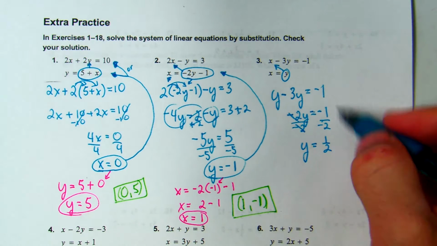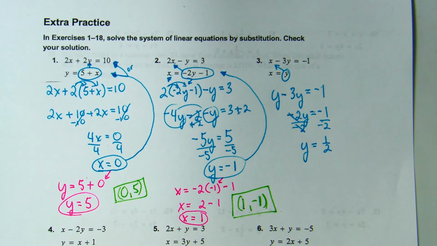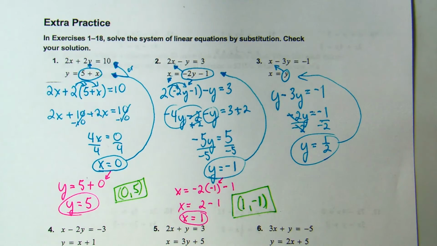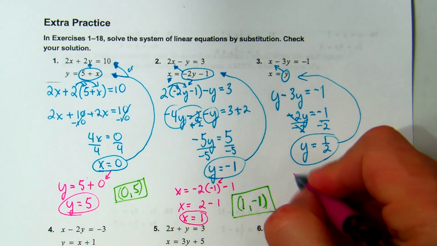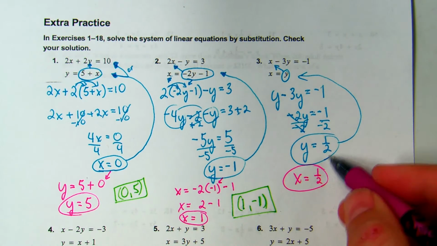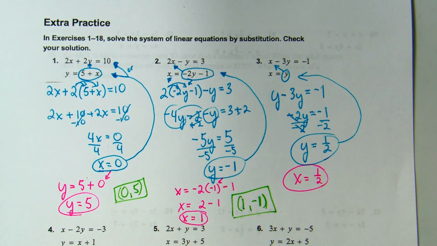Well, if y is 1/2, what is x? 1/2, because y equals x, or x equals y. So we can take this right here, plug it into that, and immediately we're going to have x equals 1/2 as well. Now I know that works on that bottom equation because they just equal each other, but what about the top equation?